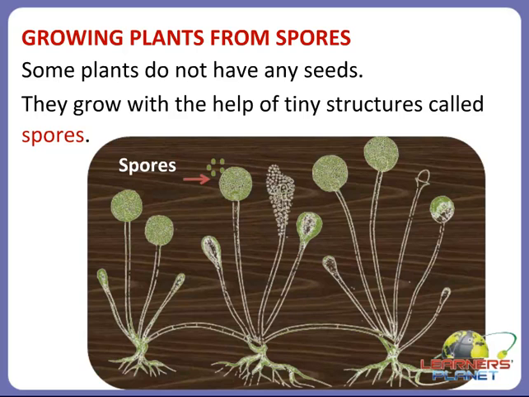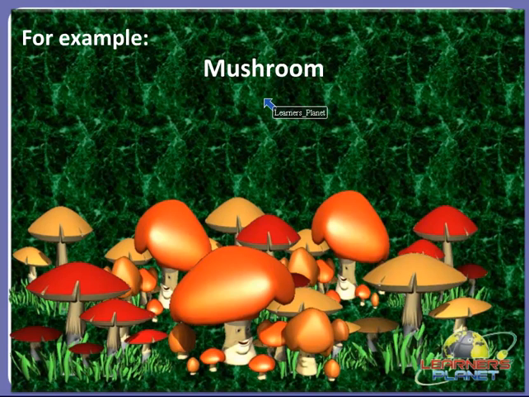Children, we will see some examples of such plants that are able to grow from spores. For example, mushroom. Mushroom is such an example which is able to grow from spores because it does not possess any seeds. They possess only spores, and because of these spores only, they are able to grow into a new mushroom plant. They do not have any other part like leaf, stem or root.